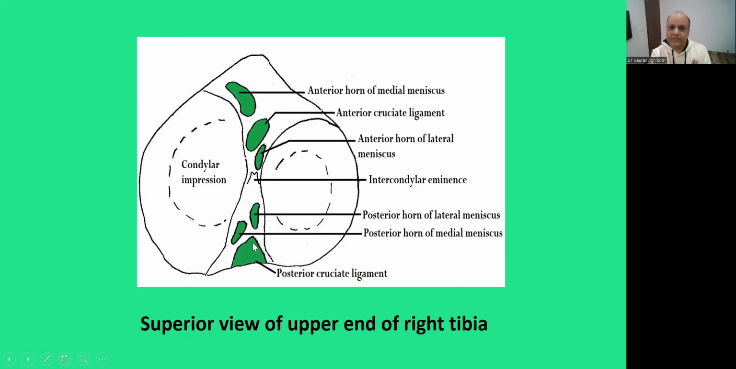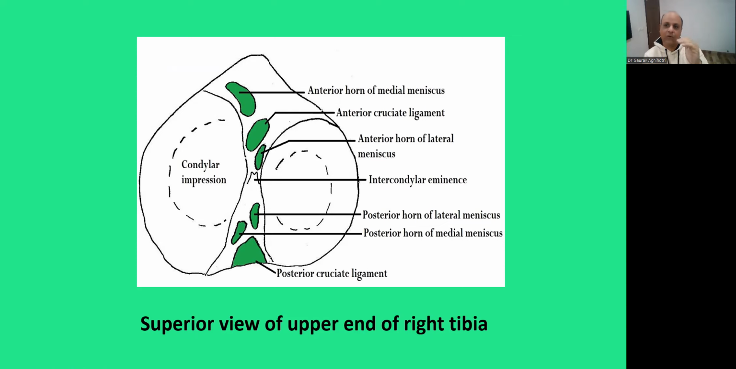Now on the posterior aspect, we have Lahore Medical College. So we have the lateral meniscus, the medial meniscus, and from C, the cruciate ligament. Since this is the posterior aspect, we have the posterior horn of the lateral meniscus, the posterior horn of the medial meniscus, and the posterior cruciate ligament. So this mnemonic helps you in memorizing and explaining your answer to the teacher.